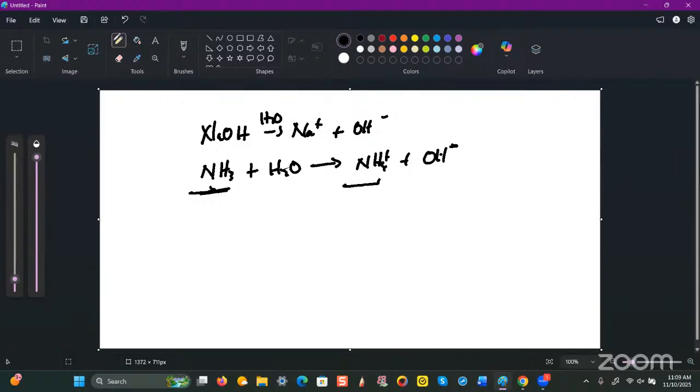So that's the difference between acids and bases. An acid is a substance which, when added to water, produces hydrogen ions. A base is a substance which, when added to water, produces hydroxide ions.